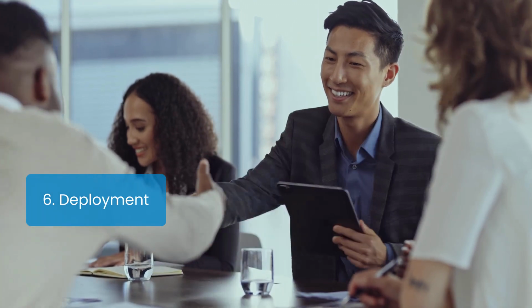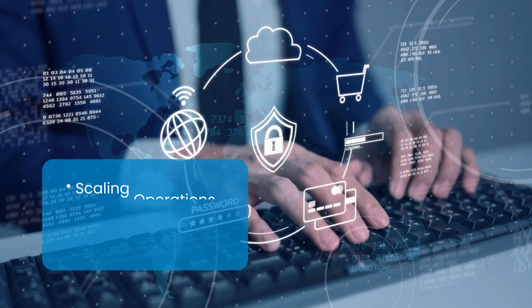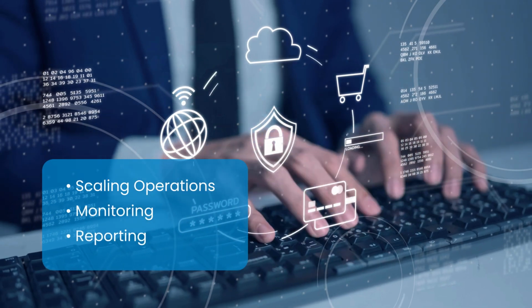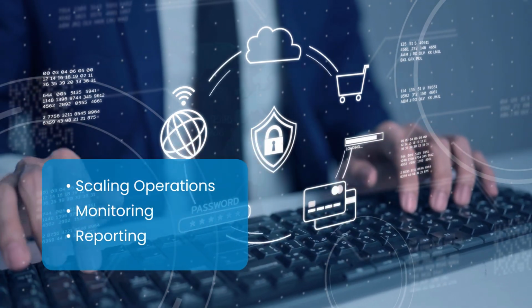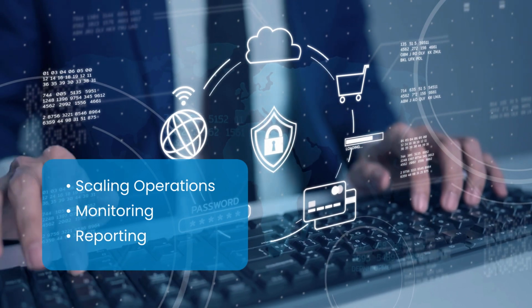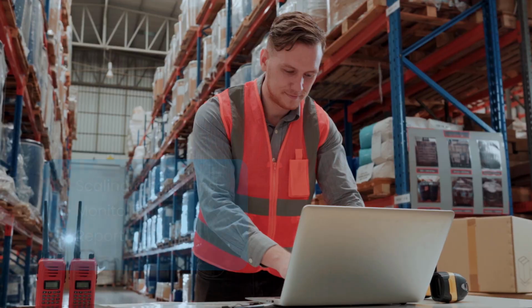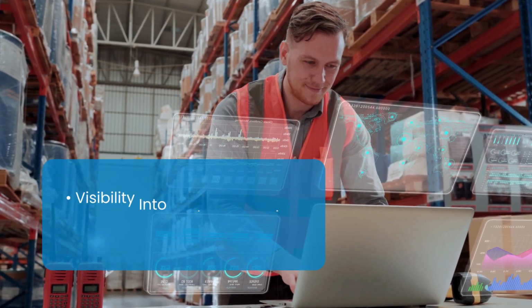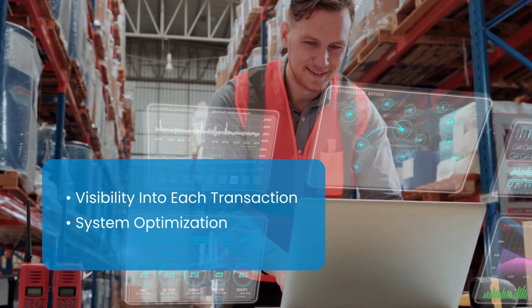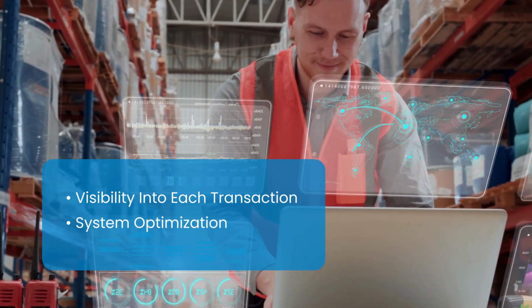In our final step, we shift from testing to production. This requires resources for scaling up operations, monitoring, and reporting. We need to ensure that all the resources invested thus far yield the desired results in the live environment. This phase is about achieving full visibility into each transaction, making sure our systems are optimized for ongoing success.